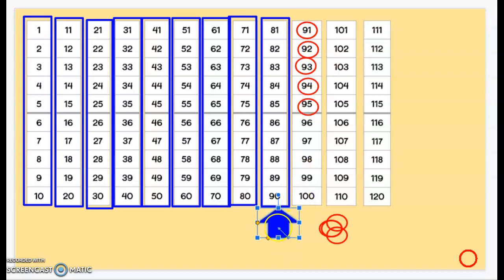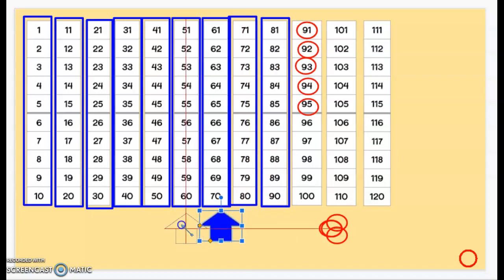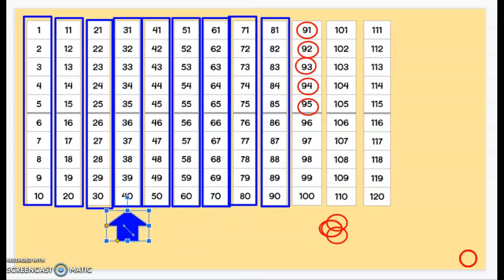Good job. Do you think we could count backwards? All right, let's try. 95, 94, 93, 92, 91, freeze. 90, 80, 70, 60, 50, 40, 30, 20, 10, 9, 8, 7, 6, 5, 4, 3, 2, 1. Blast off. All right, good job, kindergarten.